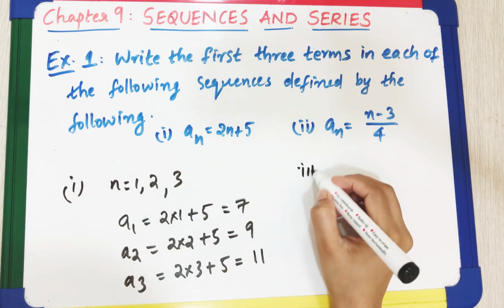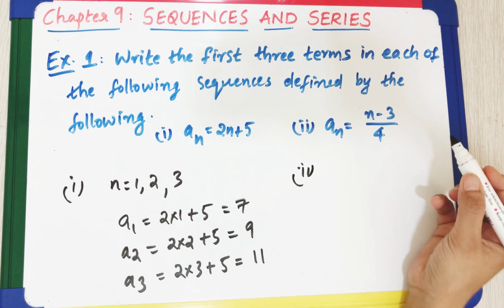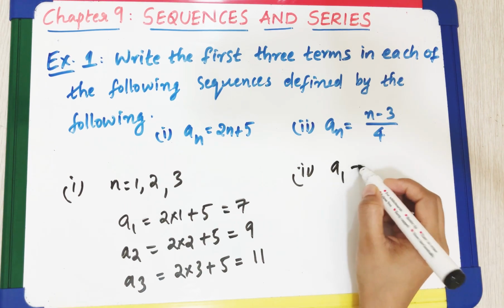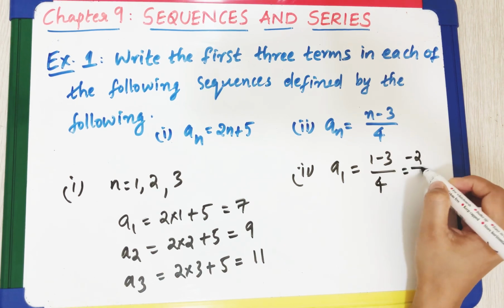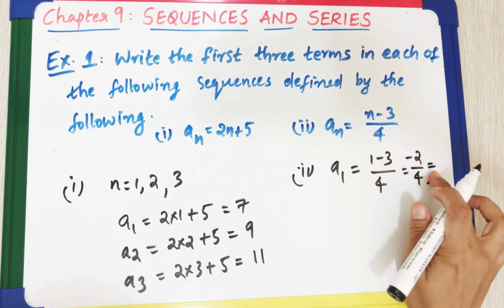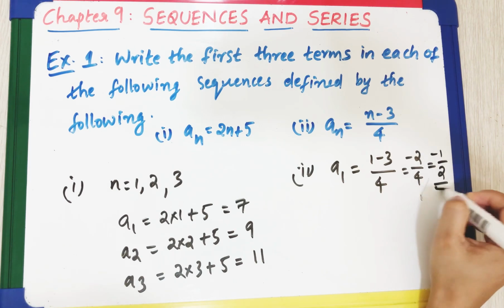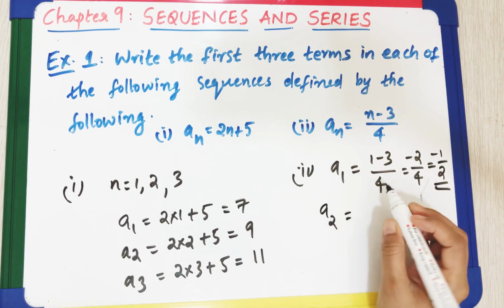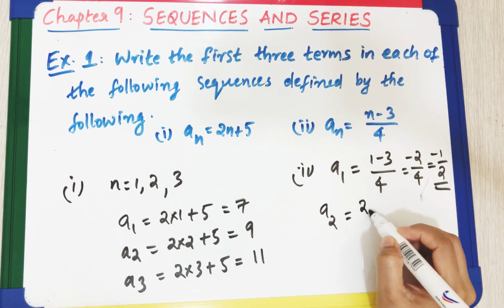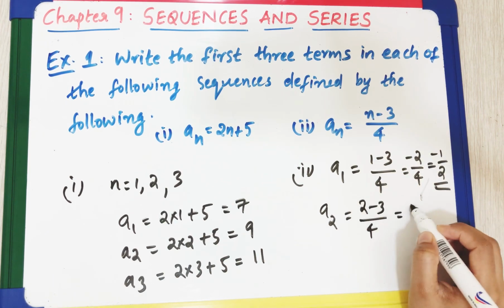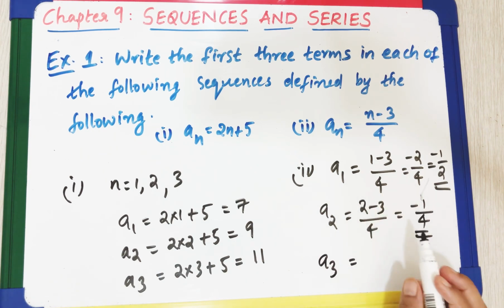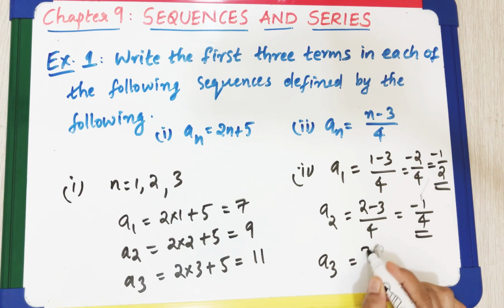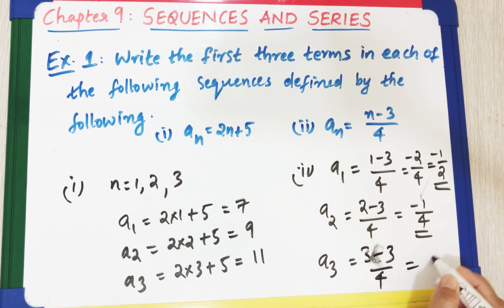Similarly, for the second one, substitute n is equal to 1, 2, 3. When n is equal to 1, we get a1 is equal to (1 minus 3) by 4, which is equal to minus 2 by 4, or minus 1 by 2. For n equal to 2, a2 is equal to (2 minus 3) by 4, which is equal to minus 1 by 4. a3 is equal to (3 minus 3) by 4, which is equal to 0.